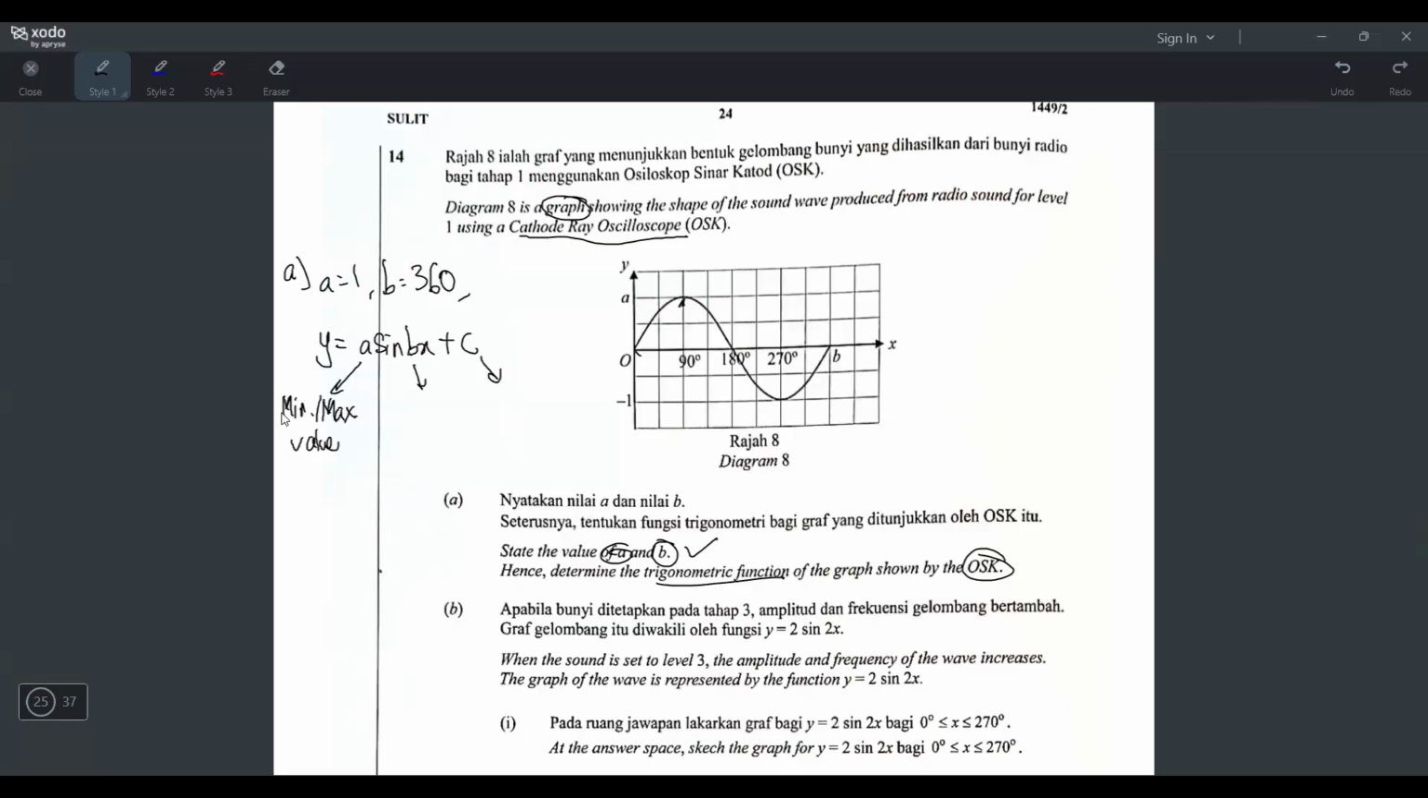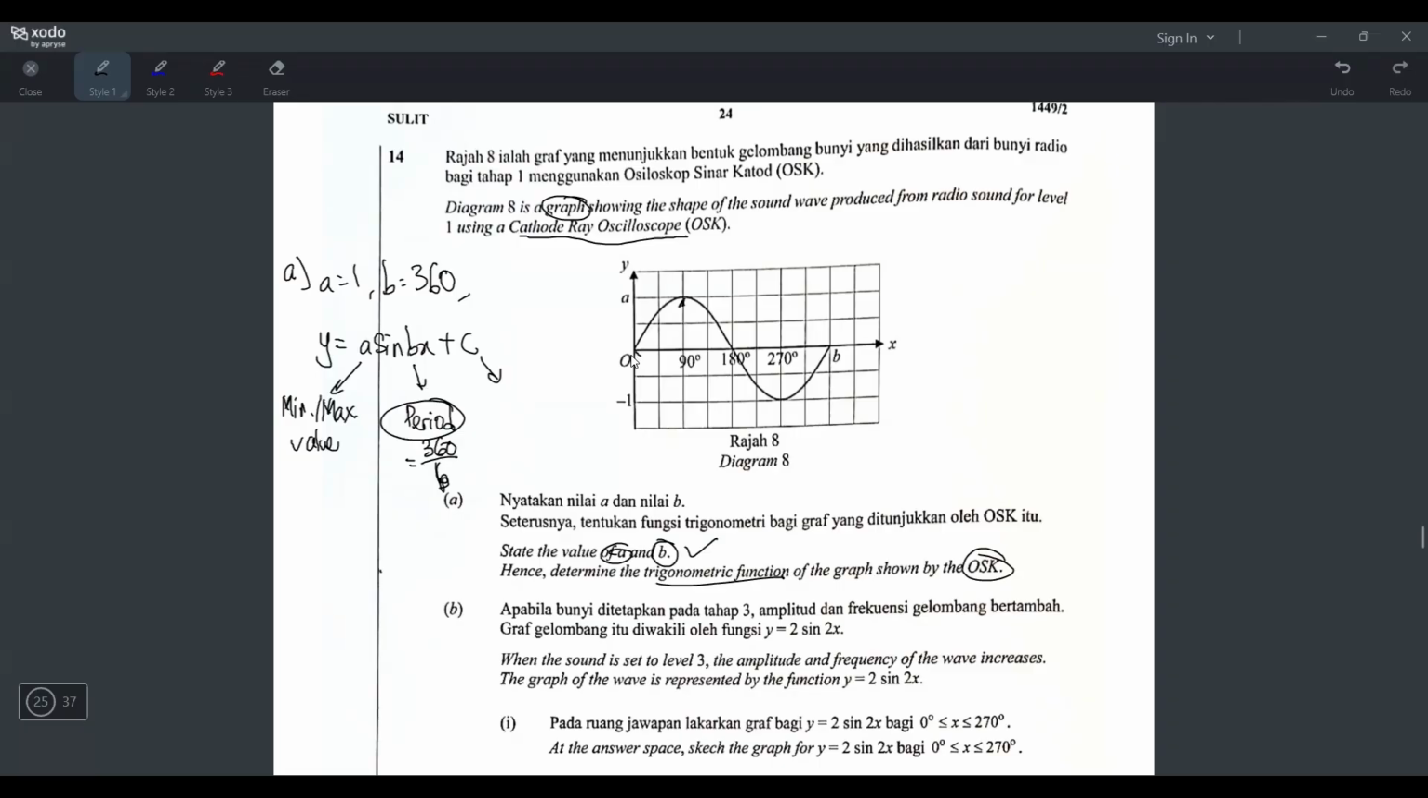Same lah. But I like to tell my students that when you change the A, you are changing the minimum value and maximum value, and when you change the B, you are changing the period, right? What is period? The period has a formula. The formula is 360 over B if it's a sine or cos graph. If it's tangent, it's 180. Okay, what is period?